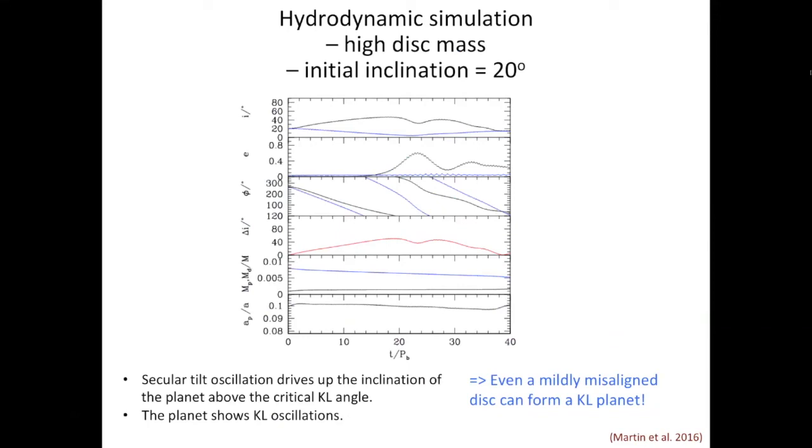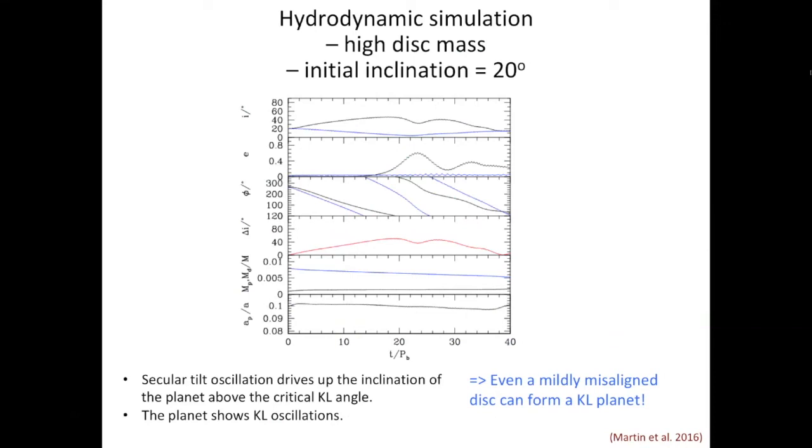The planet and the disk undergo these tilt oscillations, and you can see this in the upper panel here, which shows the inclination of each as a function of time. So the planet inclination, shown in black, begins to increase, and the disk, shown in blue, begins to decrease.